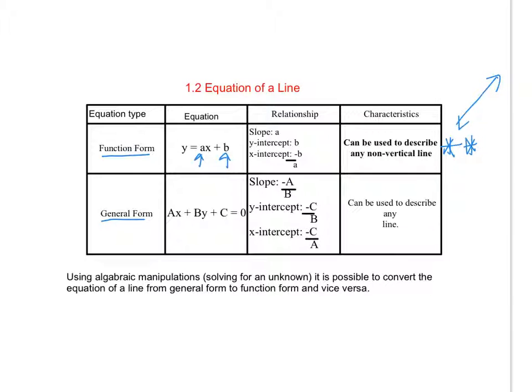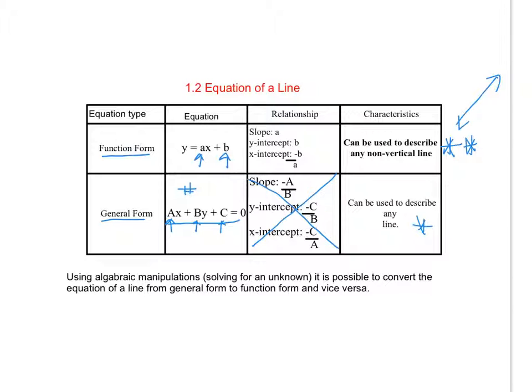General form is a little bit different. This is the form of general: ax plus by plus c is equal to 0. The a, the b, and the c are just numbers. They're coefficients. The x and the y, those are points, right? How we determine slope, y-intercept, and x-intercept, I don't want you guys to worry about this necessarily because you guys are going to get it confused. So I'm going to show you a little bit more algebraic way of determining how to convert general form into function form. It can be used to describe any line.